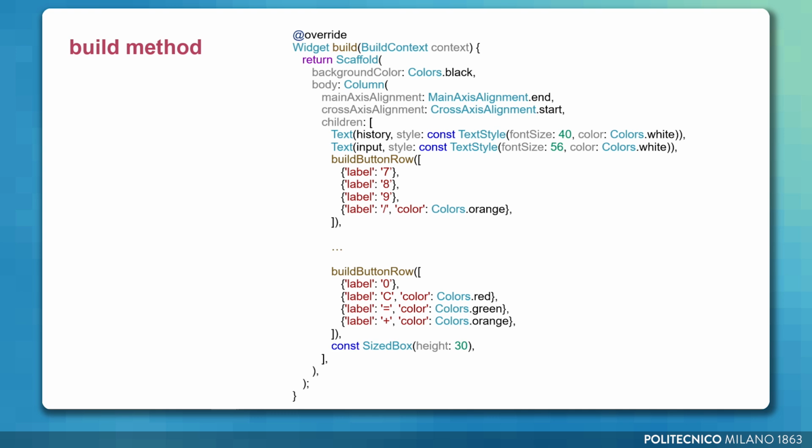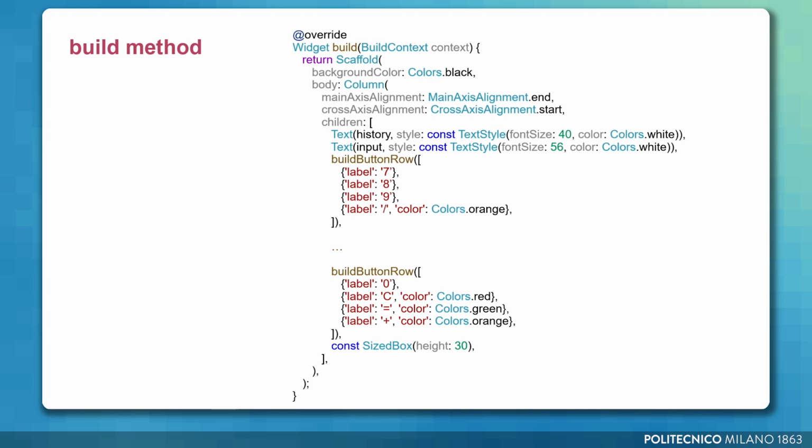It returns a scaffold widget with a black background. Within the scaffold, the body is a column widget aligned to position its contents at the bottom and starting from the left. At the top of the column, two text widgets show the calculator's history and current input, styled in white, with font sizes of 40 and 56 respectively.